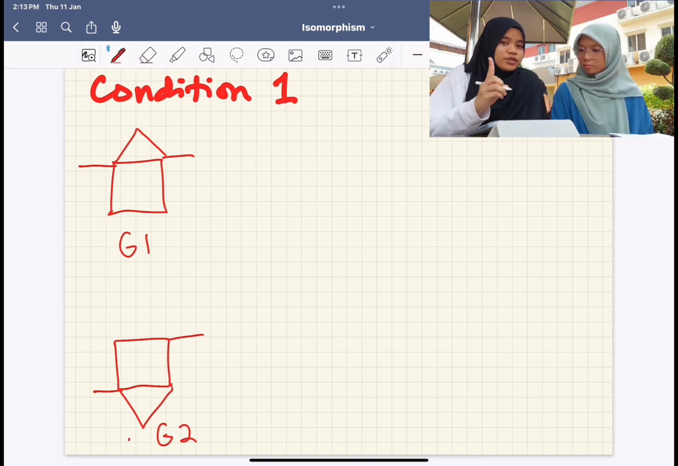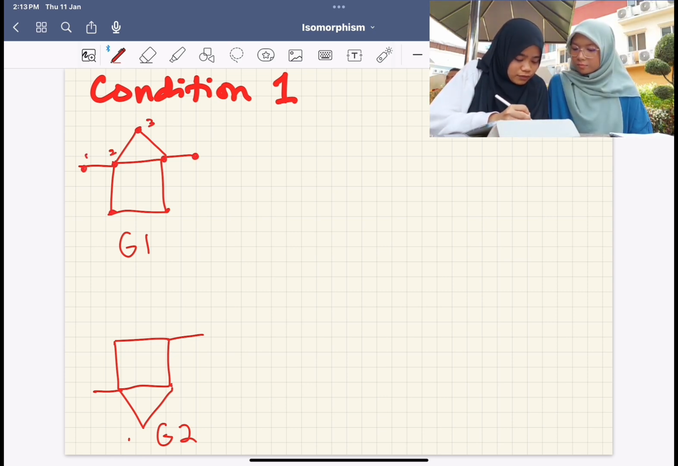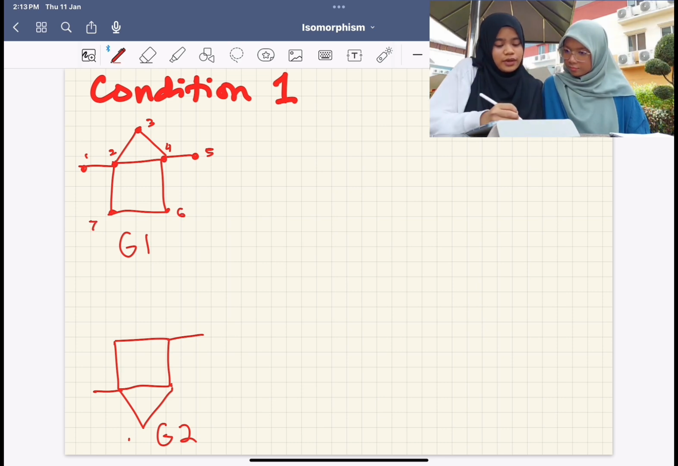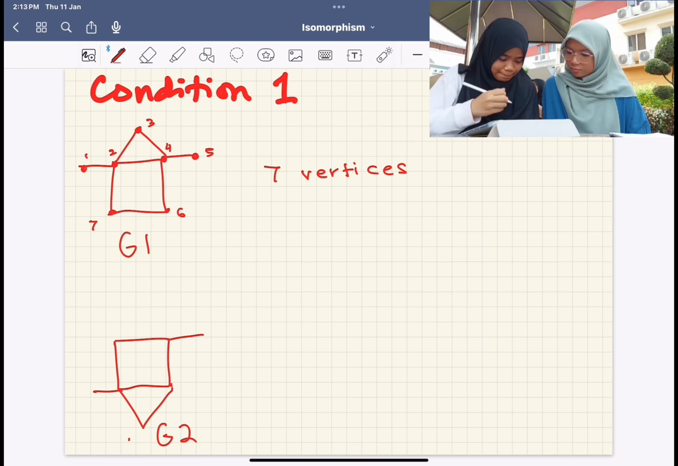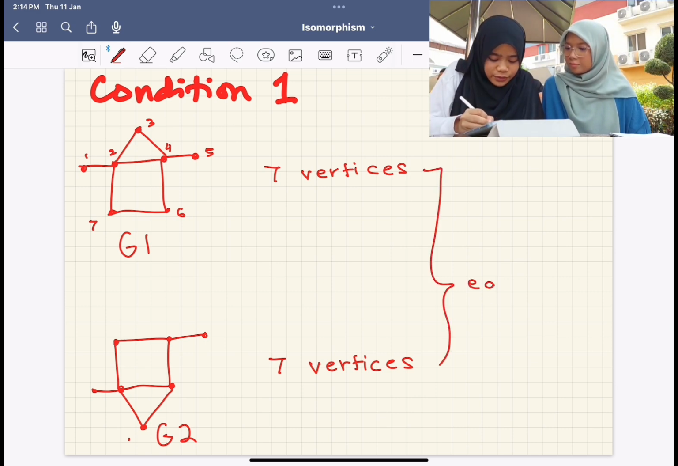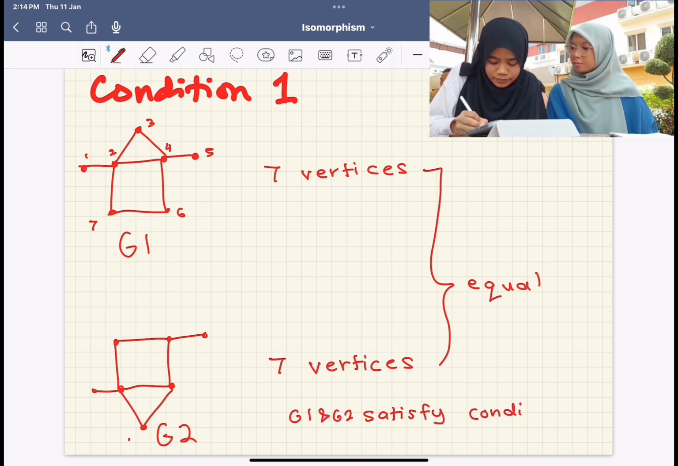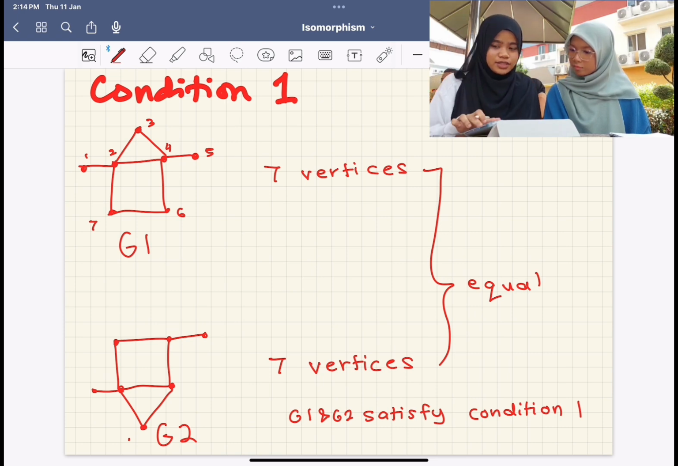This is graph 2. So condition 1, we will look at the number of vertices. We have 1, 2, 3, 4, 5, 6, 7. So we have 7 vertices for graph 1. And now we will look at graph 2. Here we have 1, 2, 3, 4, 5, 6, 7. Graph 2 also has 7 vertices. So from what we can see here, they are both equal. Therefore, graph 1 and graph 2 satisfy condition 1. And because of that, we will move on to the second condition.